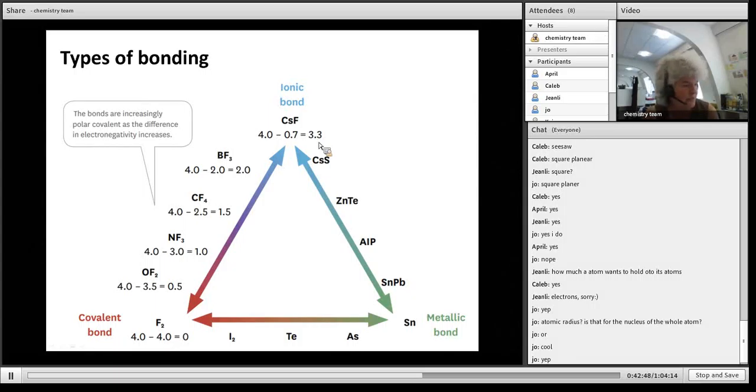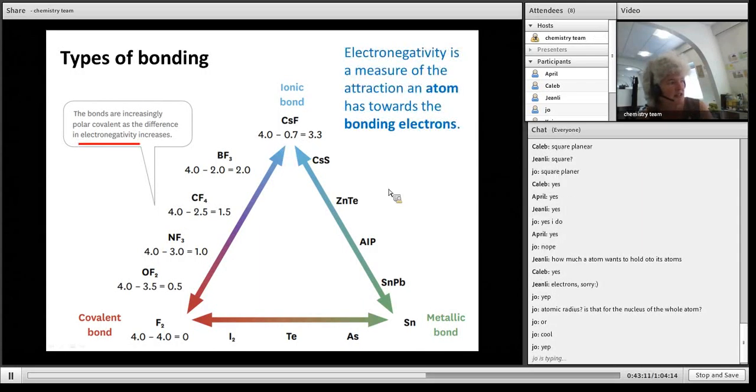Right, so that's just to give you an idea that there's a continuum. It's not that this one's definitely covalent and this one's polar covalent and that's ionic. It's varying degrees as we go through. And that's what the electronegativity is.